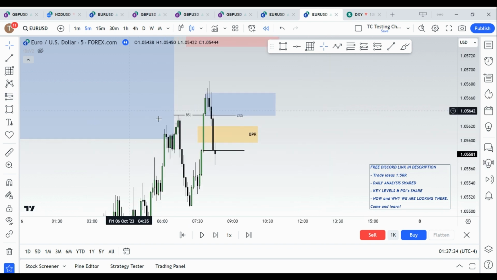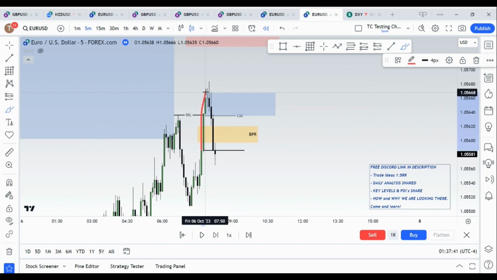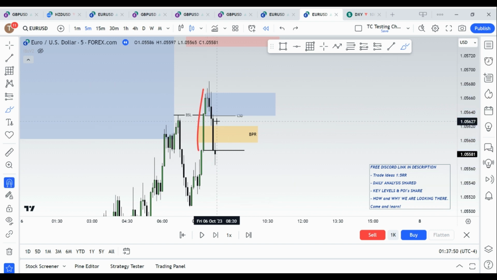Because if you look, we have an aggressive move up with a fair value gap here, and we have an aggressive move down with a fair value gap here. So this range is balanced. This range is efficient. It's delivered the buy side here, and then we immediately delivered the sell side again here, both with aggression.